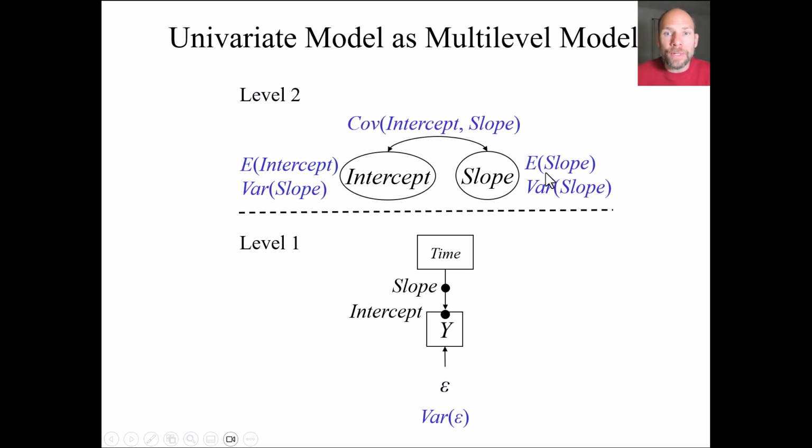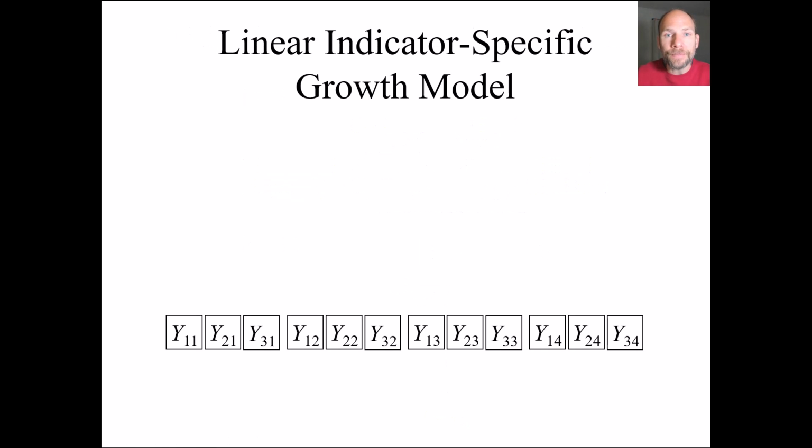So that's what this looks like for a univariate growth curve model, a single indicator growth curve model specified as a multi-level random coefficient regression model. Now let's take a look at a multiple indicator growth curve model, which can also be specified in either the CFA framework, the single level CFA framework, or the multi-level modeling framework. With a multiple indicator design, we have more than one outcome variable at each time point.